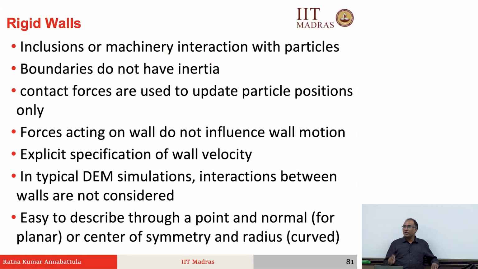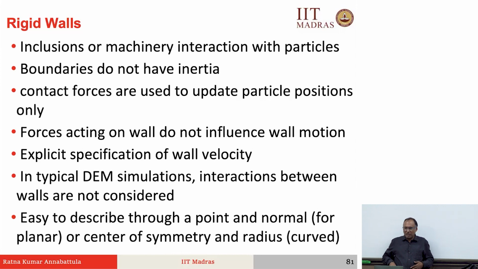We don't consider movement of the wall because of the particle forces. When the particle applies force on the wall, will it move? You calculate and just move the particle, but you will not consider the inertia of the wall. That means the mass of the wall is not taken into consideration. It will be seen as a simple spring and then you move it. And forces acting on a wall do not influence wall motion.